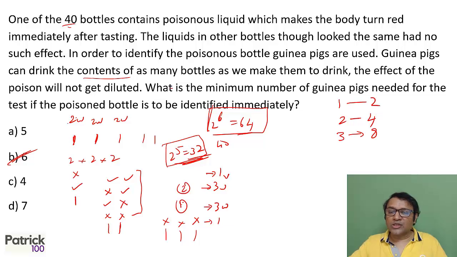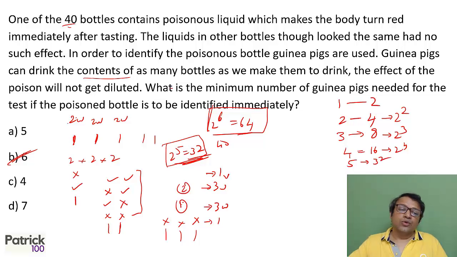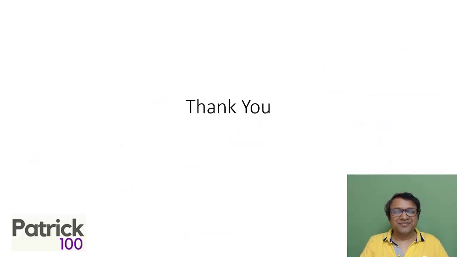Look at the pattern. 1 is 2, 2 is 4, which is 2 squared. 3 is 8, which is 2 cubed. With 4 guinea pigs I can check 16, 2 to the power 4. 5 guinea pigs I can check 32. So it means I'll require 6 guinea pigs to check 40. So the answer will be 6. Thank you.